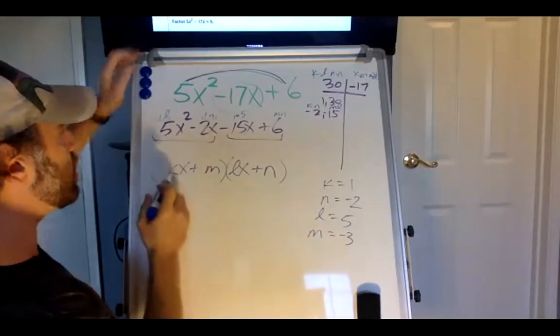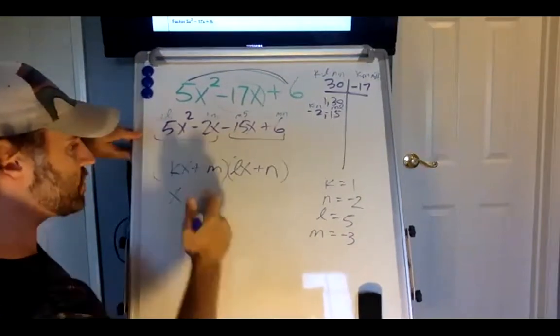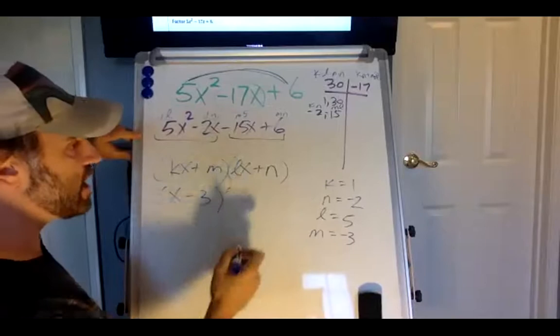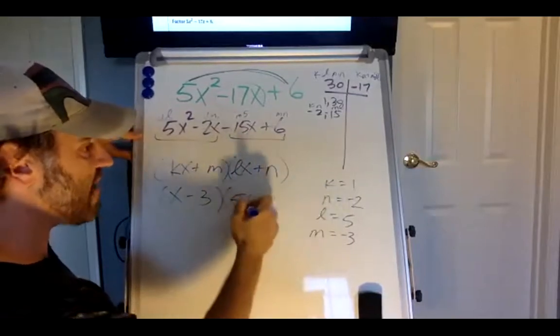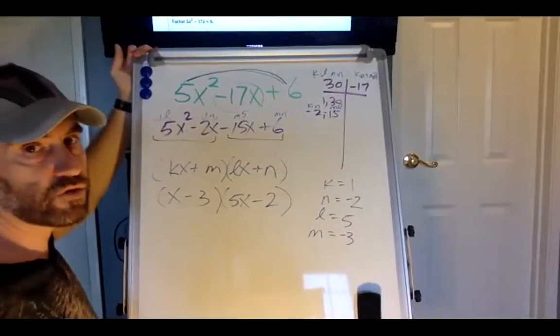Okay, so now I know if K is 1, it's 1x plus -3, so -3, times L we said is 5, so 5x, and N is -2. Look at that. I didn't have to do the grouping.